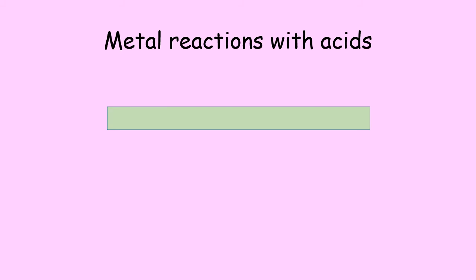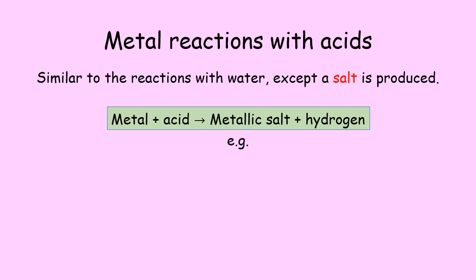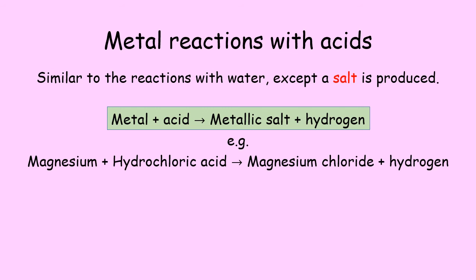Now, the final thing that we need to know is how metals react with acids. Now, from Unit 1, you should be very familiar with this equation. So whenever a metal reacts with acid, you're going to produce a salt and hydrogen. So metal plus acid goes to salt and hydrogen. So for example, magnesium plus hydrochloric acid forms magnesium chloride plus hydrogen. And there's the equation for it.